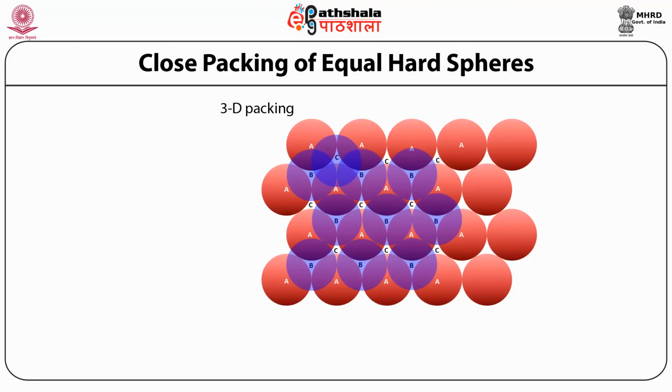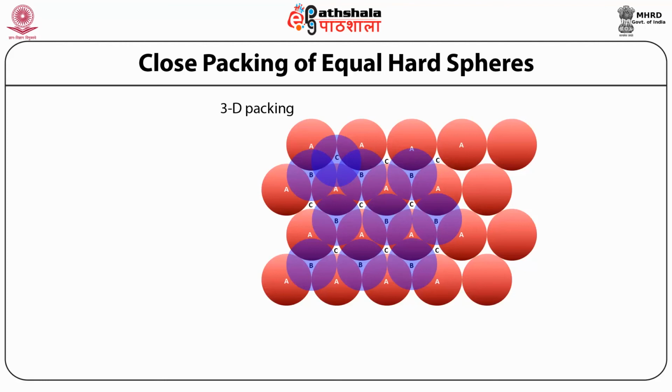Basically there are two types of voids which are present. The first type we have labeled with B and the second type we have labeled with C. Now the possibility of arranging the atoms in the second layer may be that it covers the voids B or it covers the voids C. There is no difference between the filling of atoms on void B or on void C.